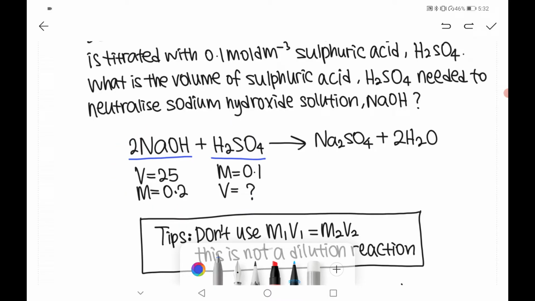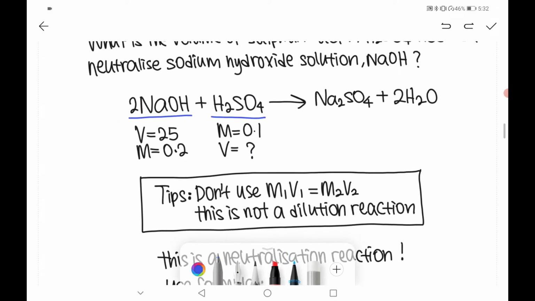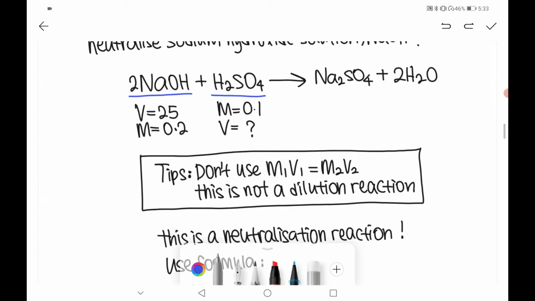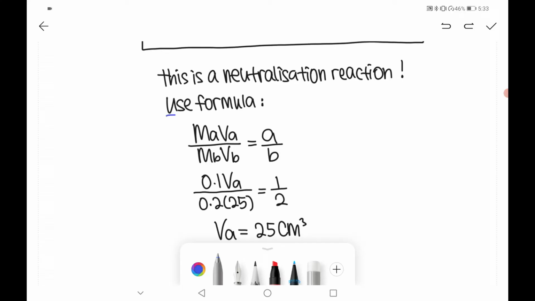So now what should we do? We know that this is a neutralization reaction, right? How do we know this is a neutralization reaction? Because we have acid reacting with alkali and we produce salt and water. When acid reacts and produces salt and water, we know this is neutralization. So for neutralization, we will use the formula MAVA over MBVB equals A over B. This is the formula that we will use for neutralization.